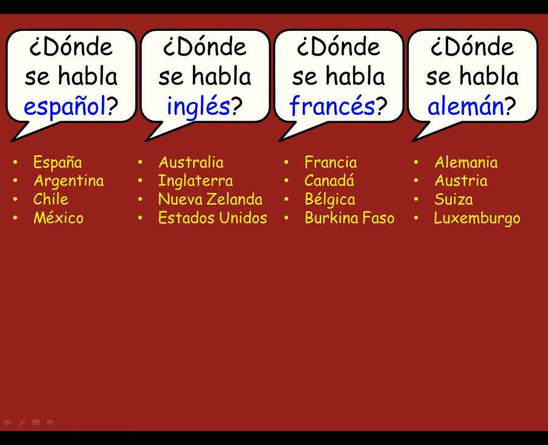Now, there are a couple that you could have had elsewhere. So you could also have put Canada into the English section because in Canada they speak both English and French. And you could also have put Suiza and Luxemburgo into the French section because in Switzerland they speak French, Italian, German, and Romansh. And in Luxembourg also they speak French, German, and other languages like Luxembourgish.